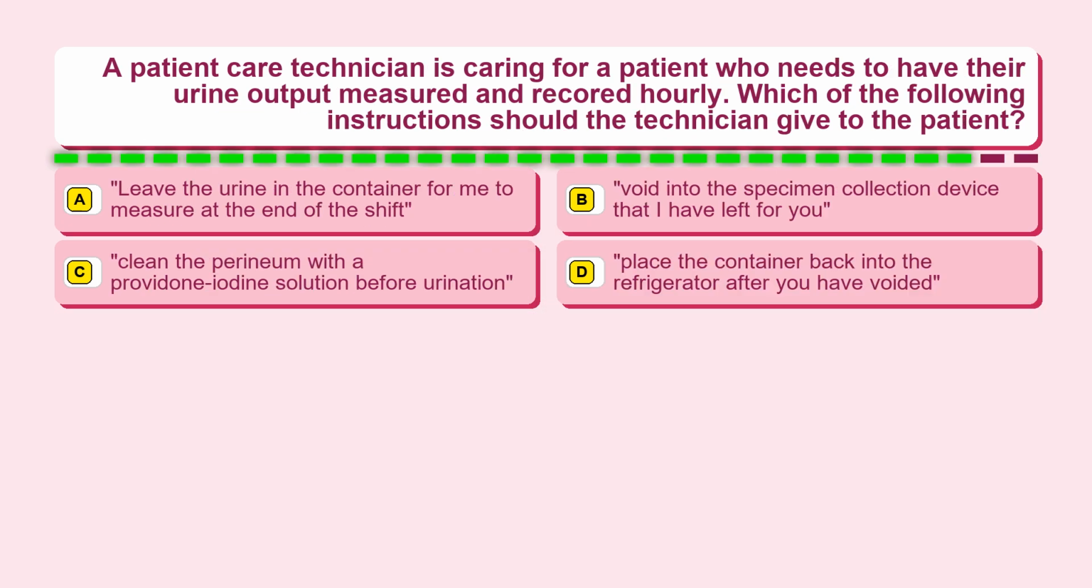Question 42. A patient care technician is caring for a patient who needs to have their urine output measured and recorded hourly. Which of the following instructions should the technician give to the patient? Option A. Leave the urine in the container for me to measure at the end of the shift. Option B. Void into the specimen collection device that I have left for you. Option C. Clean the perineum with a povidone iodine solution before urination. Option D. Place the container back into the refrigerator after you have voided.